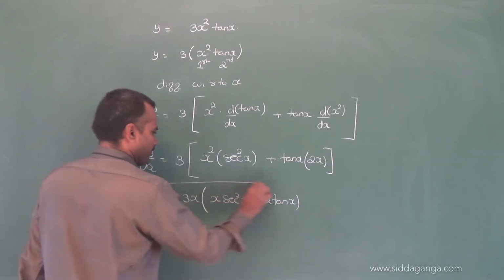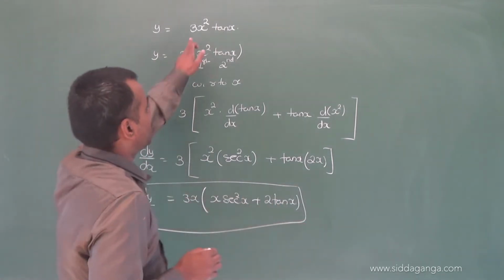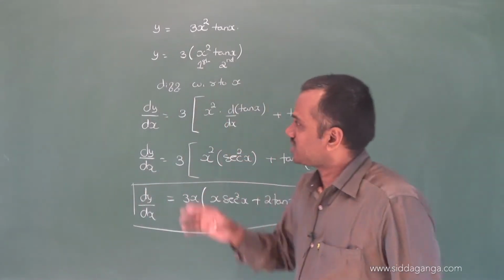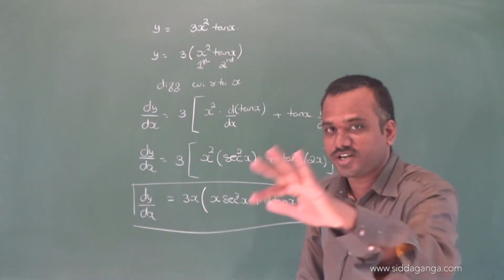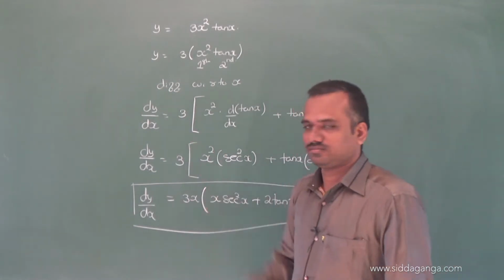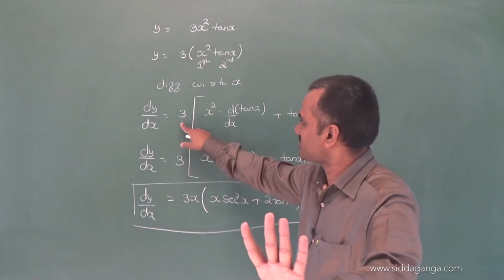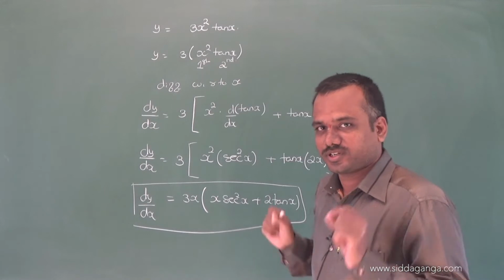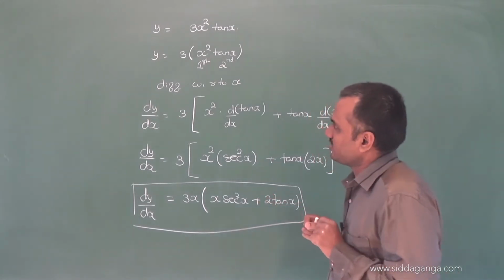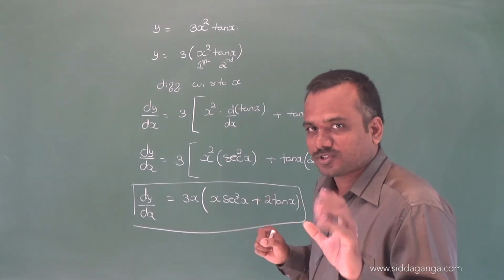Observe this problem. I gave one constant also here. That constant I write outside. Constant into function rule, the first rule I applied here. Keep the constant as it is, derivative of the function. Correct? Derivative of the function. Let me once again explain. Observe carefully.